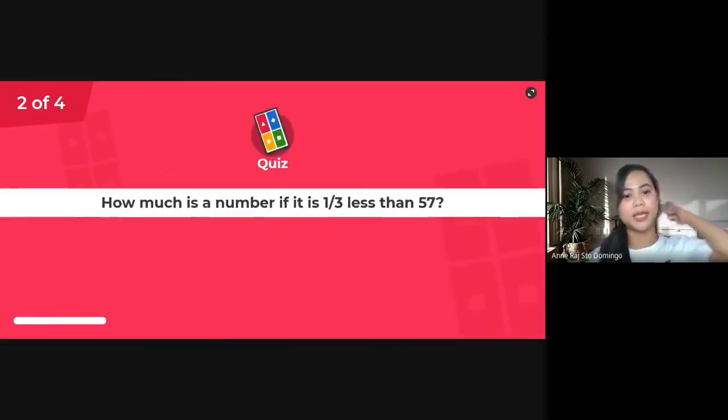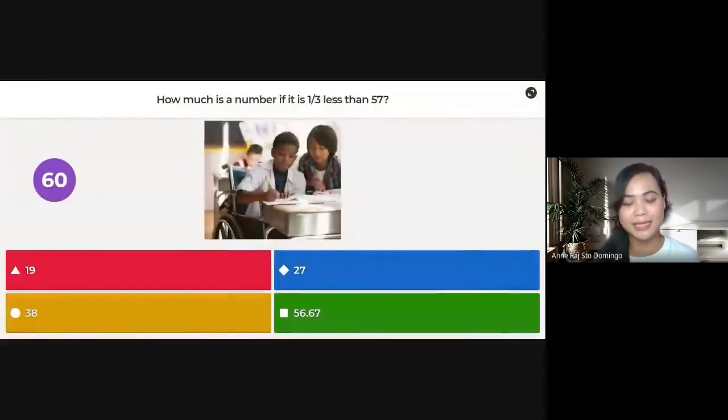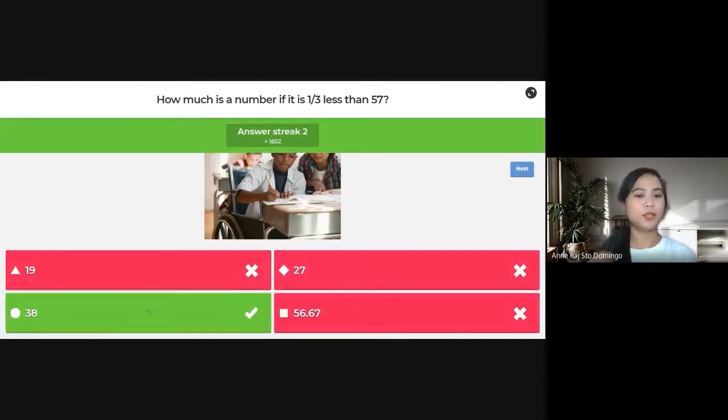How much is a number if it's one-third less than 57? So, anong sinagot nyo dito, guys? Ano ang tamang sagot? 38 po. 38. So, anyone who will tell us paano nakuha yung 38? Anong ginawa? Bakit 38? So, 38 is the correct answer.